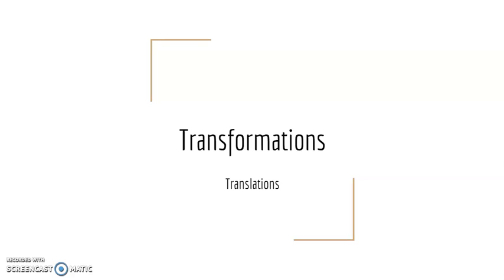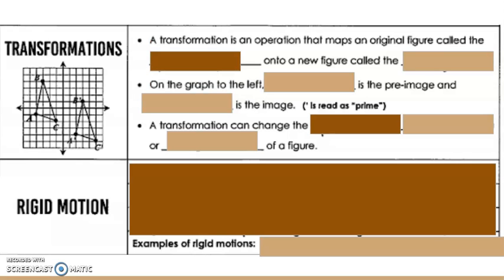The next part of this unit is looking at transformations. When we have transformations, we have 4 specific things that we can do. The first one that we're going to look at is translations, but before we get into translations, I do want to talk a little bit about what a transformation is and what this thing called rigid motion is.